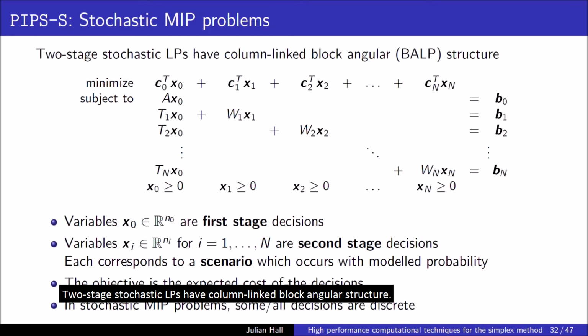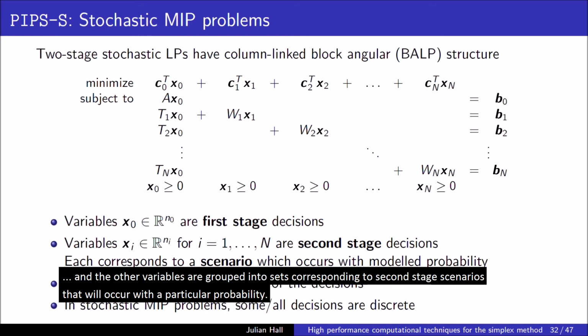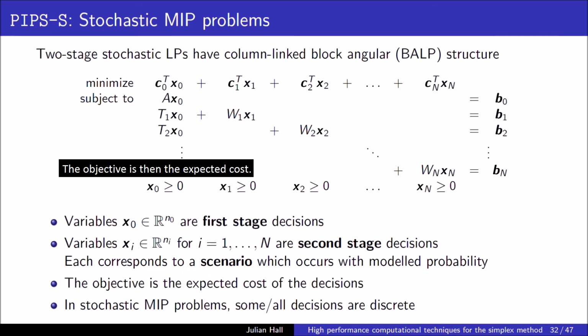2-stage stochastic LPs have column-linked block-angular structure. One set of variables correspond to first-stage decisions, and the other variables are grouped into sets corresponding to second-stage scenarios that will occur with a particular probability. The objective is then the expected cost. In stochastic MIP problems, some or all of the decisions are discrete.